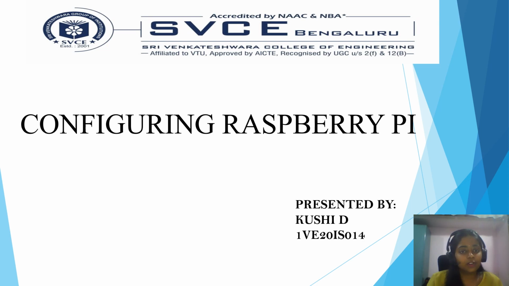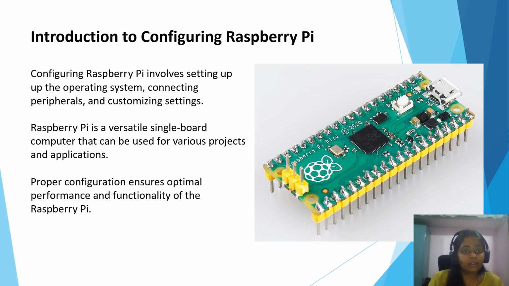So today's topic would be configuring Raspberry Pi in IoT. So coming to the introduction, configuring Raspberry Pi involves setting up the operating system, connecting peripherals, and customizing settings. Raspberry Pi is a versatile single board computer that can be used for various projects and applications. Proper configuration ensures optimal performance and functionality of the Raspberry Pi.